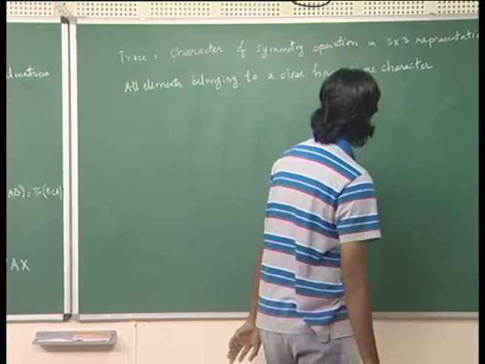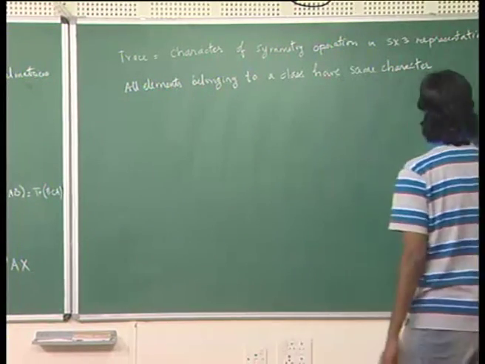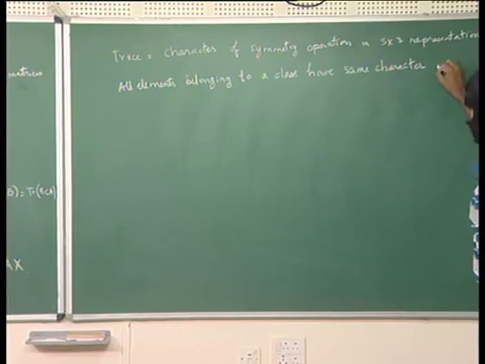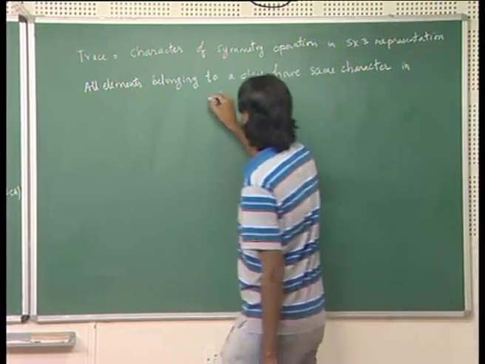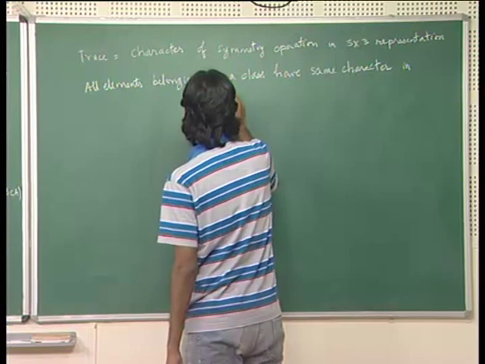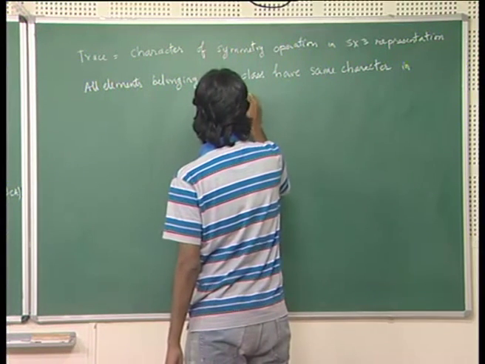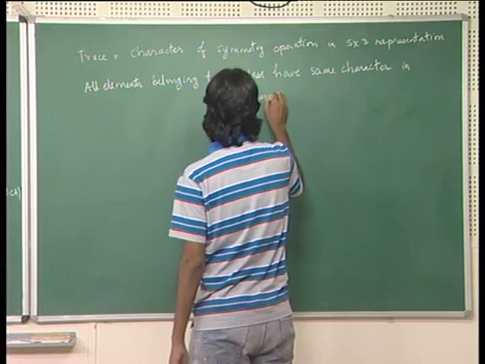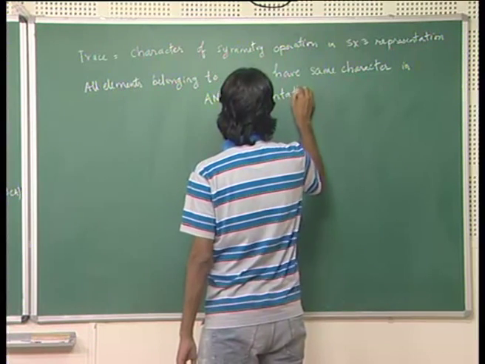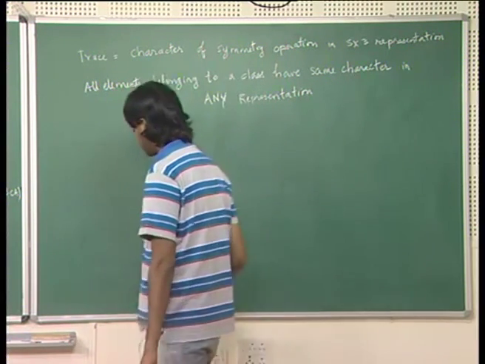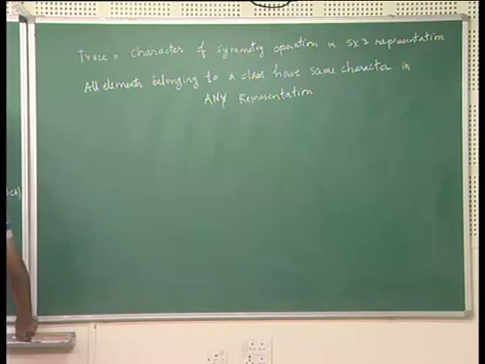and I will mention this. We will say they have the same character in any representation. And here I have generalized from the 3 by 3 matrix to a more general representation.